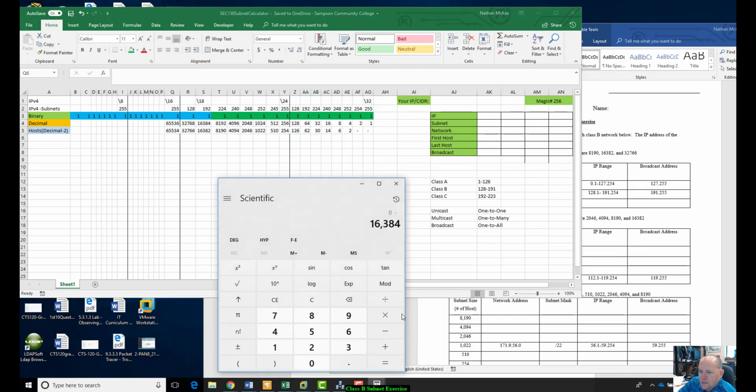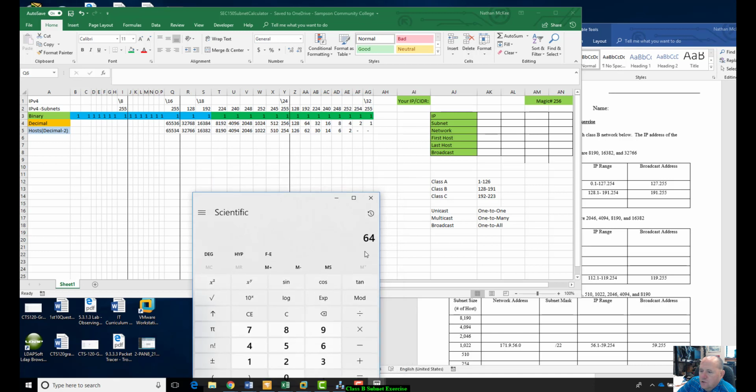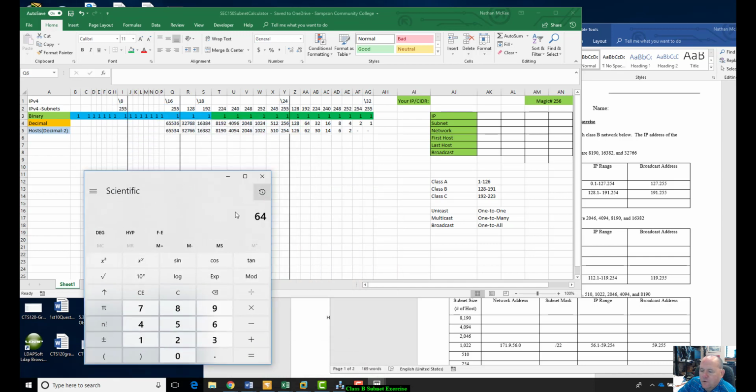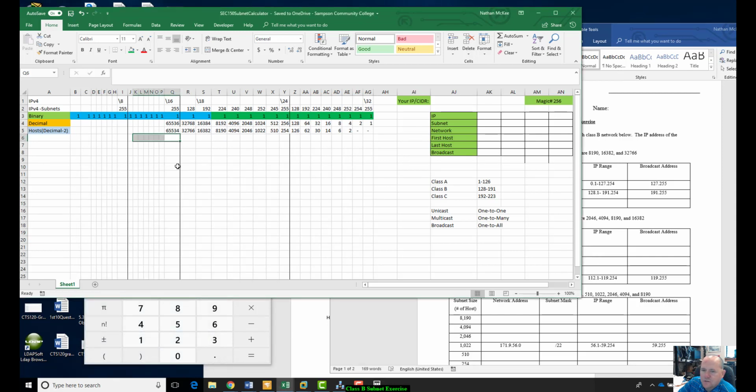If I were to take 16,384 and divide by 256, 16,384 divided by 256, we get 64. So we need to know this number. We need to remember the magic number of 256. We need to know how many addresses we have total or hosts we need total. Either of those.